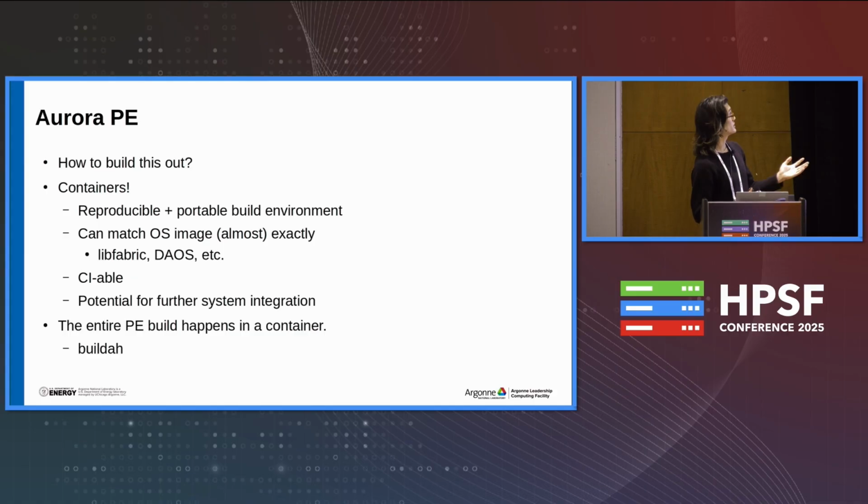All right, so that all sounds good, but how do we actually build this out? We landed on containers. Containers create a really reproducible and portable build environment. So the entire PE build, including the vendor-provided stack and the Spack stack, happens within a container build. This is because we can pull a container image and build an image that matches the actual compute node image almost exactly. And it's also amenable to CI and automation, which we're working on at the moment.